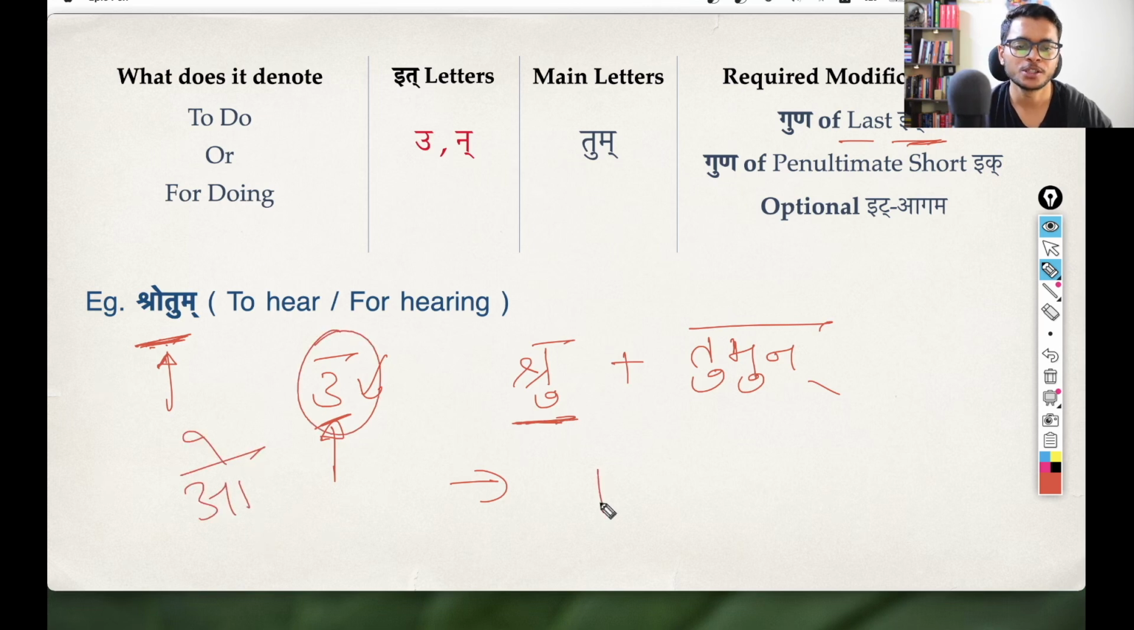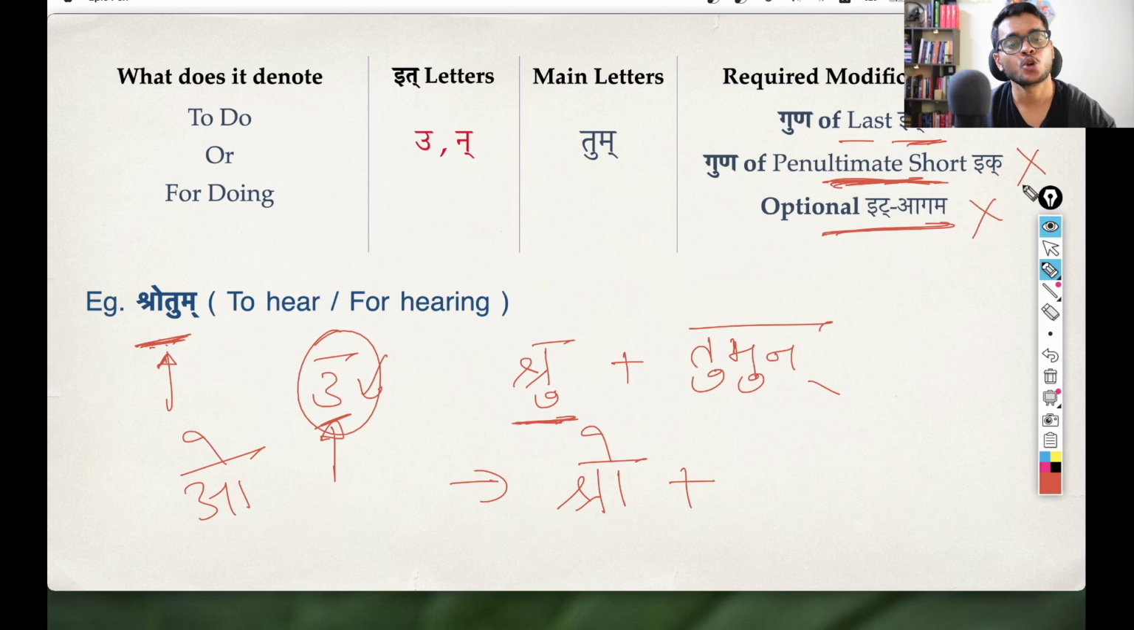So shru will become shuru. And then since our dhatu does not have any penultimate vowel, this modification is not possible. And the optional it agama is also not possible, because we saw from the previous examples that this shru dhatu is an anit dhatu. So for an anit dhatu, it agama does not happen. So we just have shro.